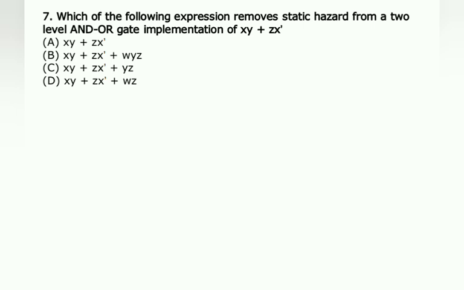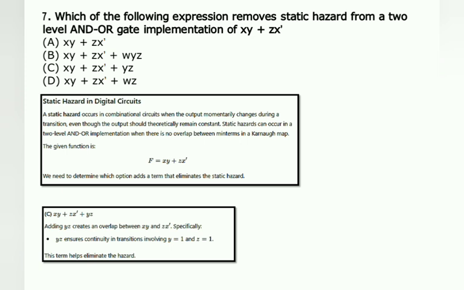Which of the following expressions removes the static hazard from a 2-level AND OR gate implementation of xy plus zx dash? So what is meant by static hazard in digital circuits? A static hazard occurs in combinational circuits when the output momentarily changes during a transition even though the output should theoretically remain constant. Static hazards occur in a 2-level AND OR gate implementation when there is no overlap between minterms in a Karnaugh map. So here f equals xy plus zx dash. So we need to determine which option adds a term that eliminates the static hazard.